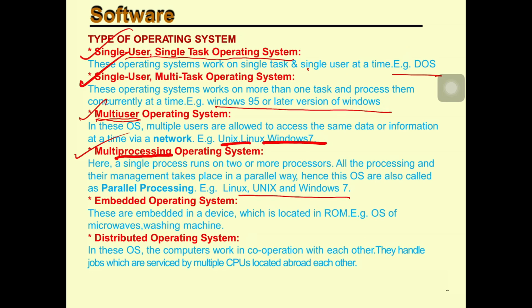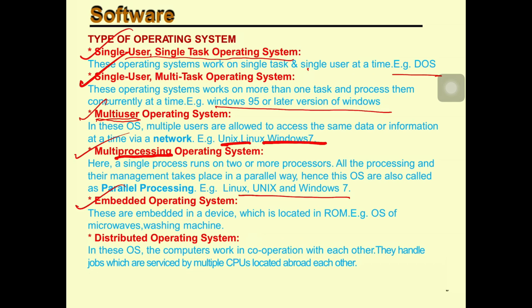Now the embedded operating system. These operating systems are embedded inside a machine or other devices. For example, if we use a washing machine, we set the timer and the machine stops according to the time. How? Only because of the embedded operating system.